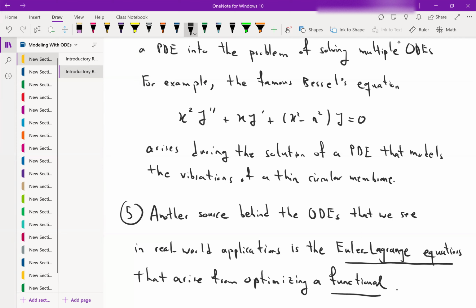If time permits, I will certainly create a video to give you more information about this category of ODEs. I will explain more carefully what we mean by functional and what we mean by Euler-Lagrange equation associated with a given functional. This is a topic that I need more time to explain more carefully, but I just wanted you to hear the terms here, right?